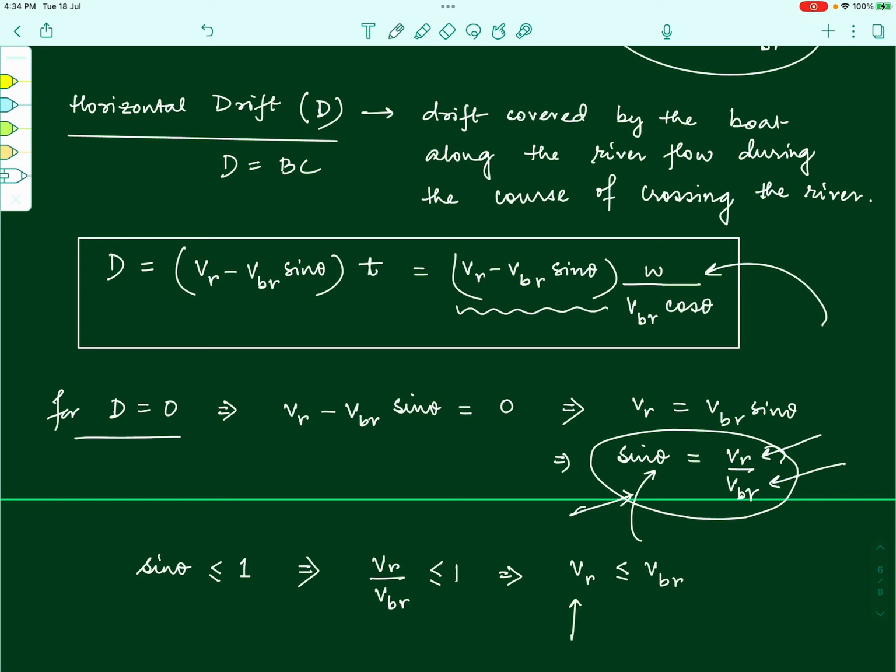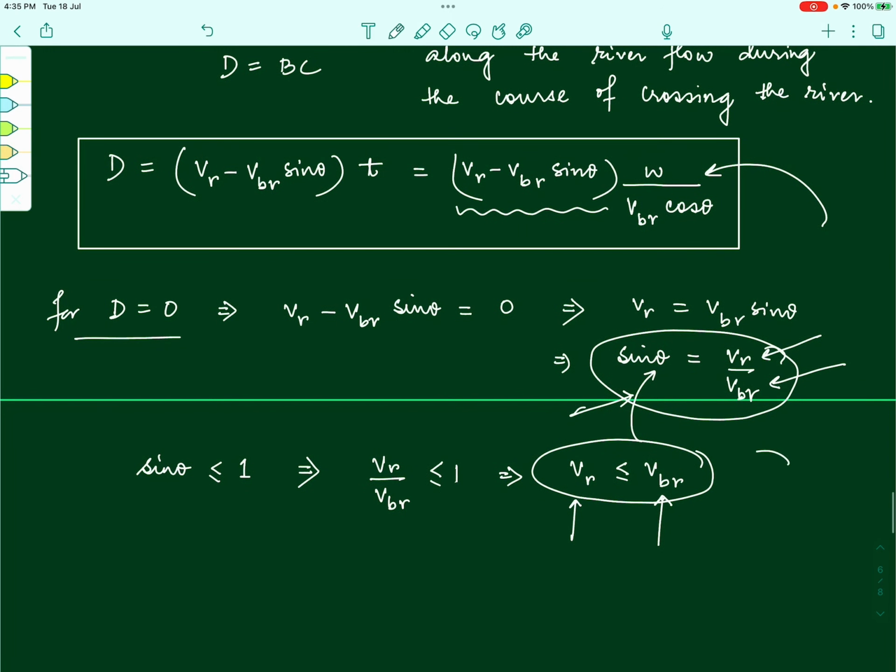The velocity with which the river is flowing should be less than the velocity with which the boat moves in the river. Now, this is an important condition. This may not be true always. The river might be flowing with a higher speed and the boat might be a manual boat which is being rowed, let's say, by hands. And in that case, it will rarely be the case that the boat moves with a speed greater than that of the river. So what we understand from here is that only if this condition is true, we can have a zero drift.